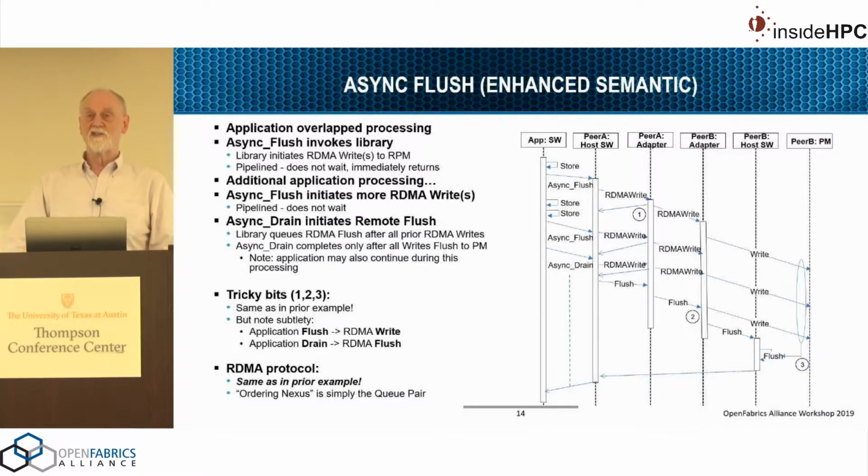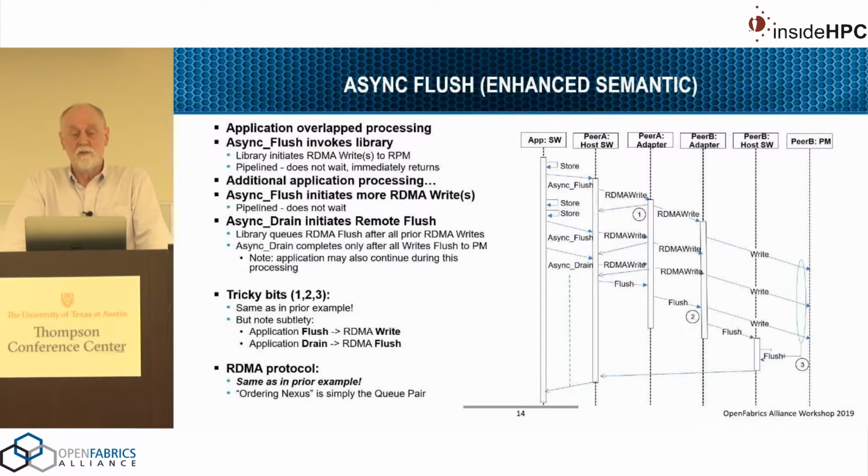The application goes and does some more processing, creates some more stores, flushes those stores, and then all of a sudden the application gets to a point where it says, okay, I got to commit this. I have to make it persistent. So it calls async drain. And async drain is the bigger hammer that then invokes this thing called RDMA flush, remote flush. And that flush does the exact same thing we saw in the previous picture. It waits for all the prior writes, et cetera, et cetera.